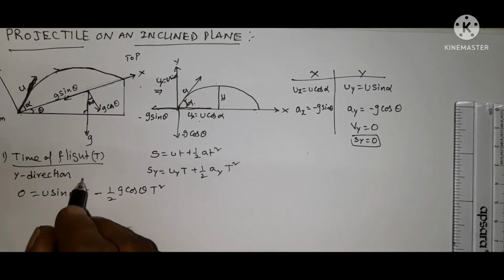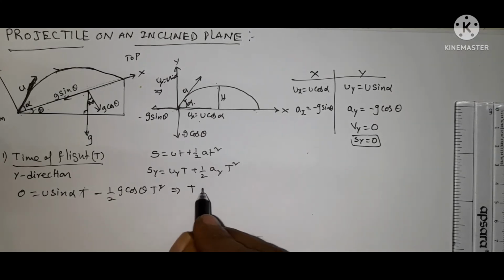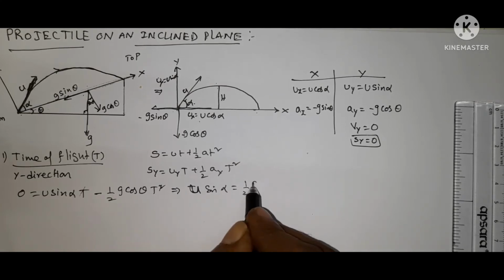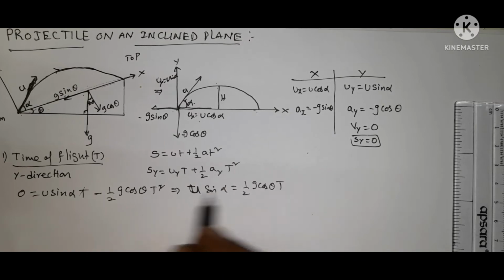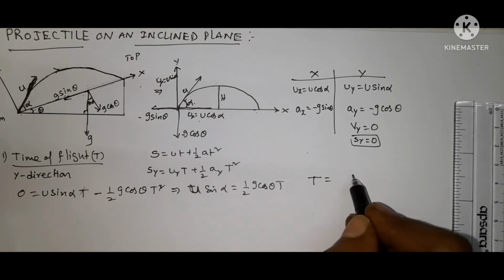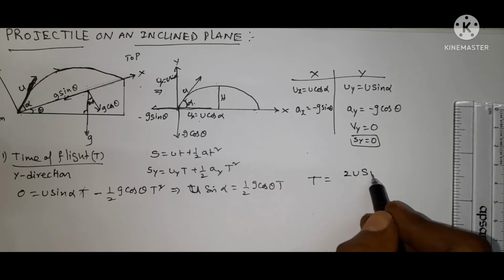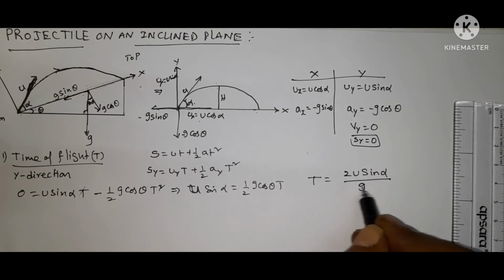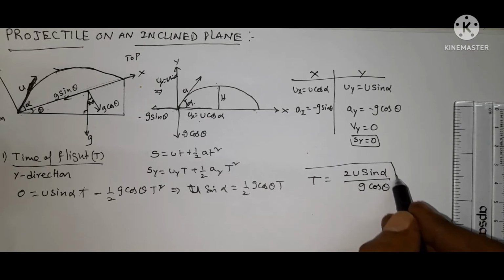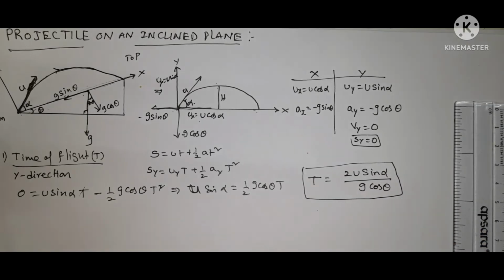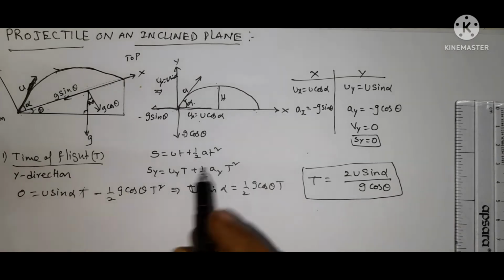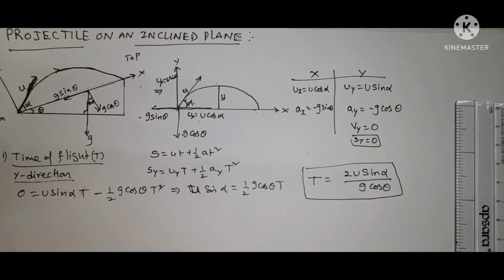Now t will be cancelled. From this you will get the time of flight: u sin alpha is equal to 1 by 2 g cos theta into t. From this you will get time of flight t is equal to 2u sin alpha by g cos theta. Yes, we get the formula for the time of flight in case of a projectile on an inclined plane from bottom to top. Remember that here I am considering the y direction, that is important.